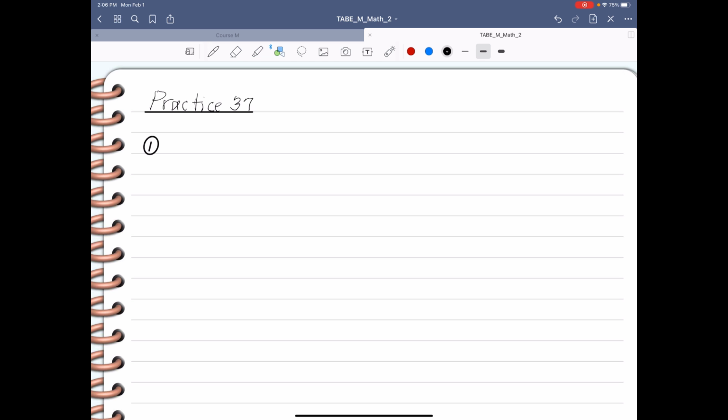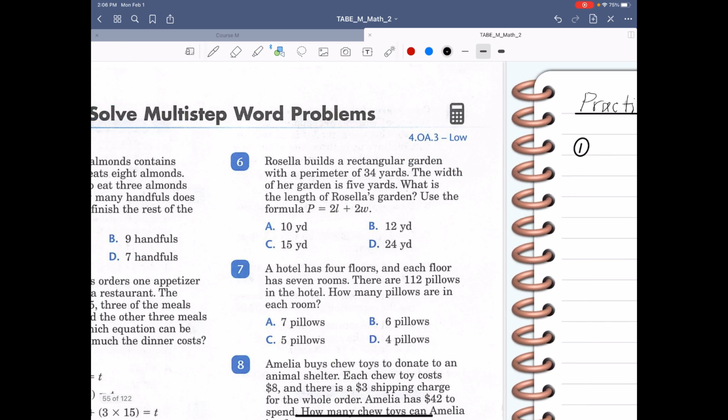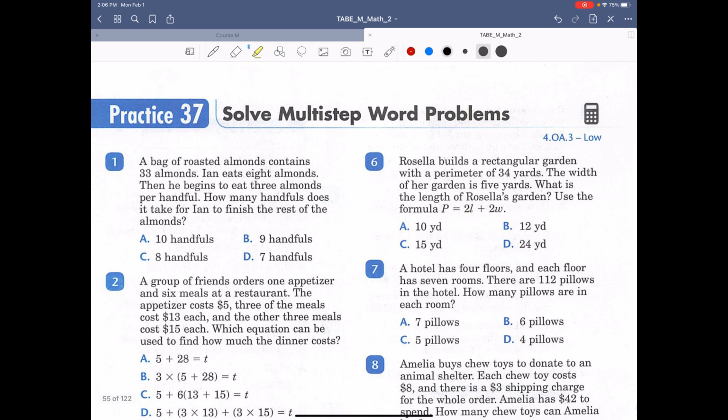Well, the key word here, let me highlight that, is rest. And that indicates subtraction. So I would expect that I have to do some subtraction in this problem. Let me start also by highlighting the numbers. We have 33 almonds. He eats 8 of them. And then he begins to eat 3 almonds per handful. So those are the key pieces of my problem.